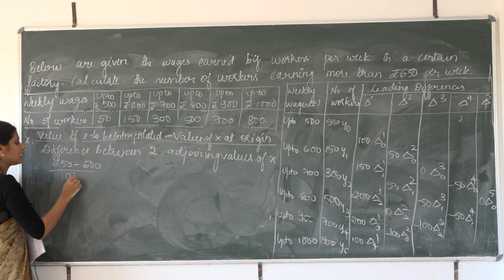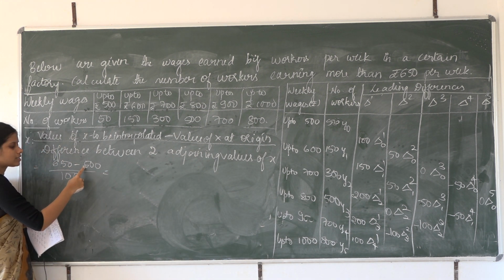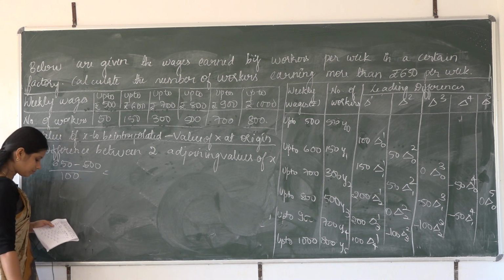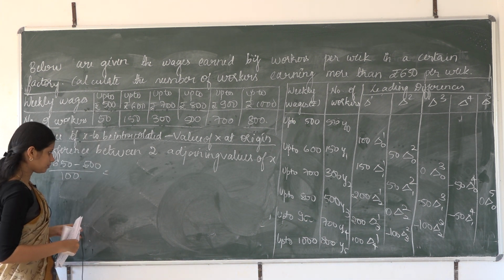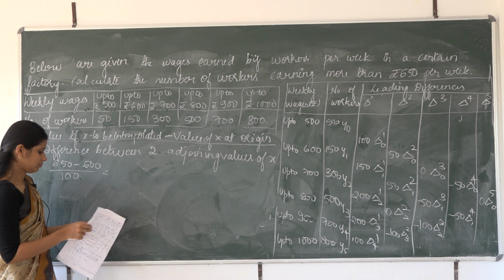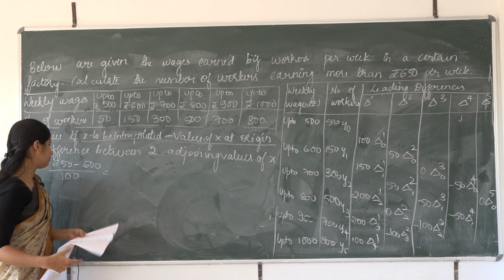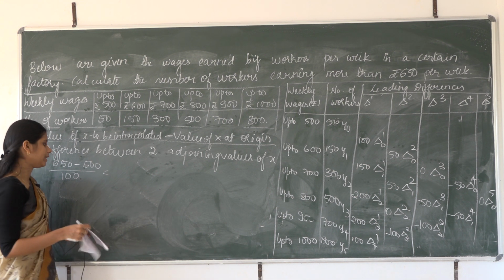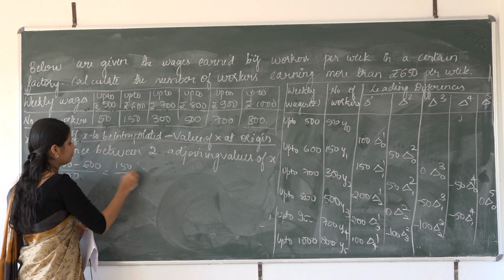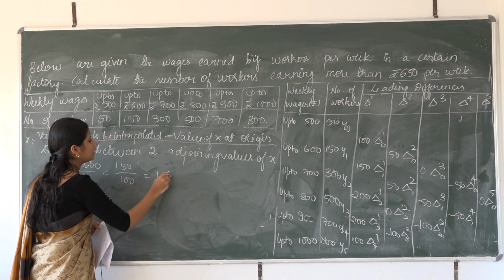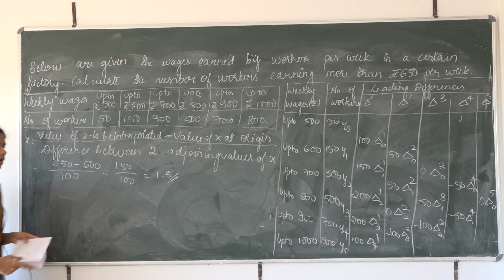100. So difference is 100. 650 minus 500 divided by 100. Value comes to 1.5 because 150 divided by 100, so it is 1.5. So value of x is 1.5.